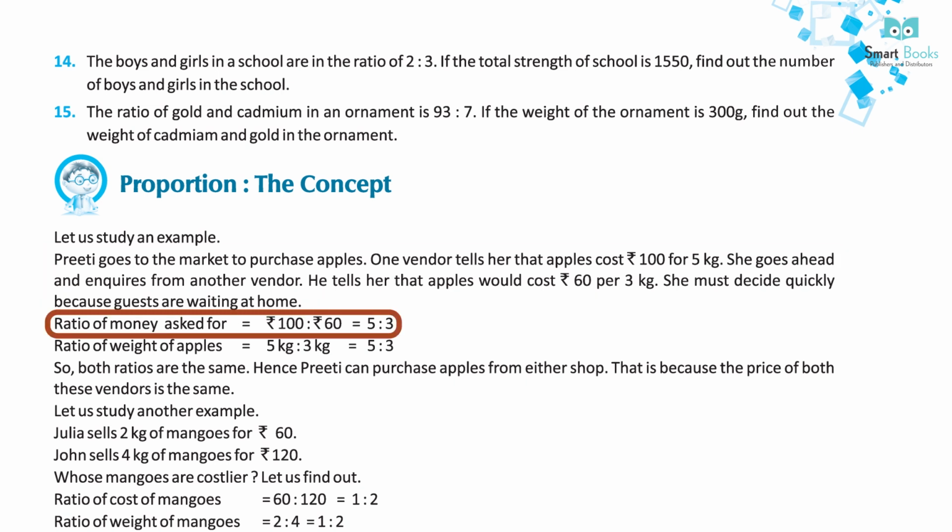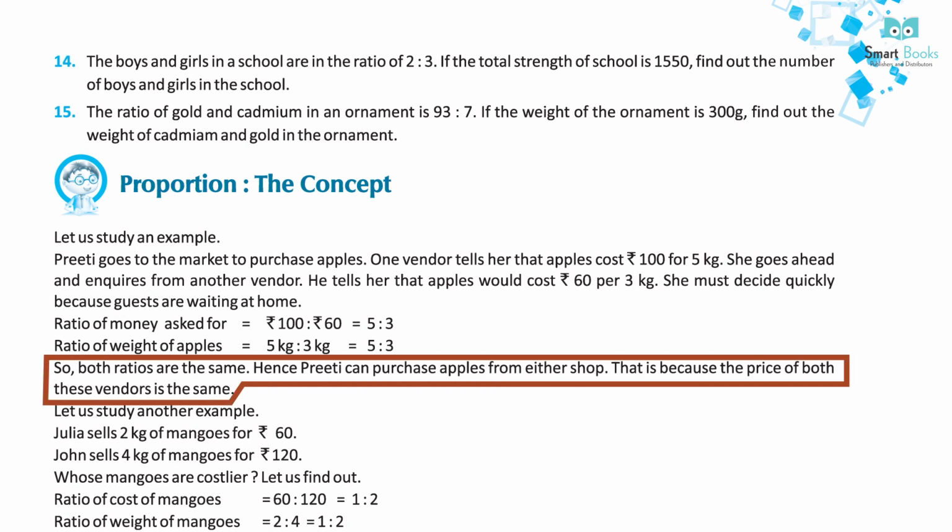Ratio of money asked for equals rupees 100 ratio rupees 60, which is 5:3. Ratio of weight of apples equals 5 kg ratio 3 kg, which is 5:3. So, both ratios are the same. Hence, Preeti can purchase apples from either shop, because the price of both these vendors is the same.